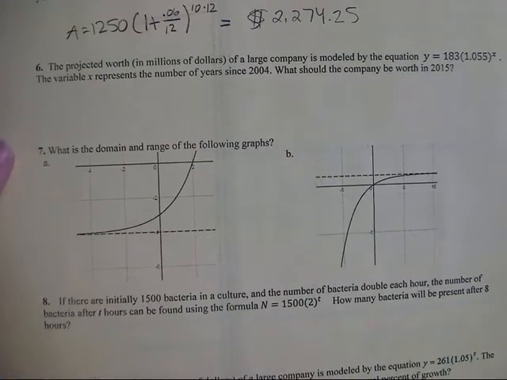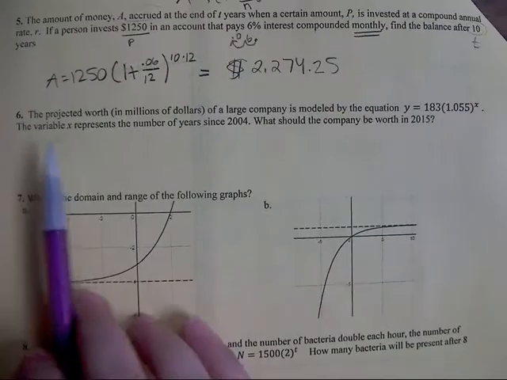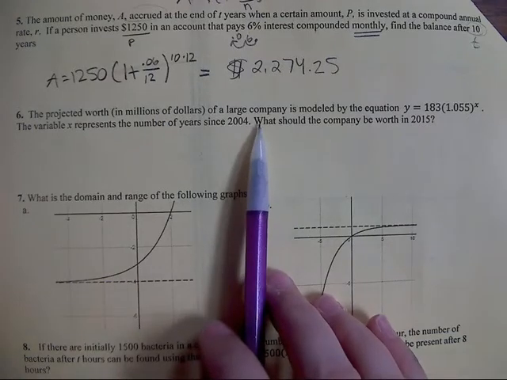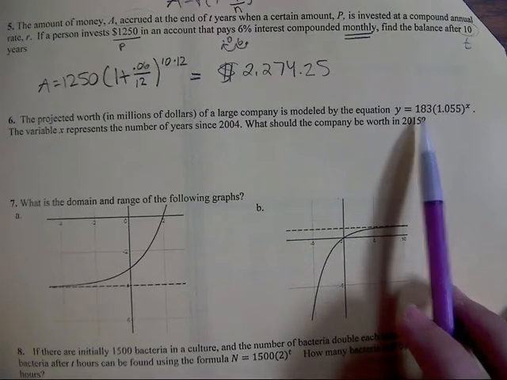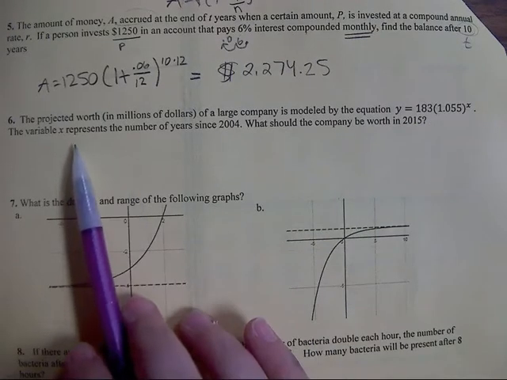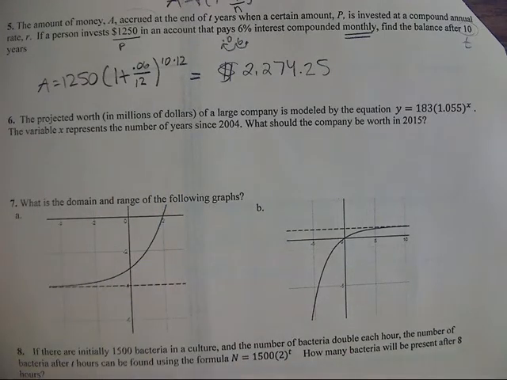All right, we're going to continue to the next section of your test review, which is questions 6 through 14. So here we go. Number 6. The projected worth in millions of dollars of a large company is modeled by the equation y equals 183 times 1.055^x. The variable x represents the number of years since 2004. What should the company be worth in 2015?